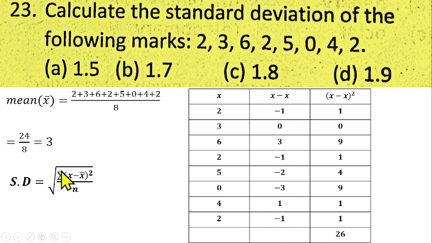Then what do you do next? You have to square the deviation. So you have to square each of these values. If you square them, you have this. Then you have to sum it together. So if you sum this together, you have 26. Then if you now return it back into this formula, we have the square root of 26 over our n, which is 8, the number of data that is there. So if you simplify that, that should give us 1.8, which is option C.